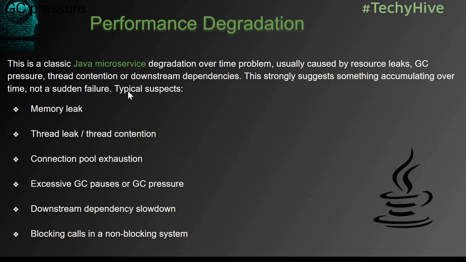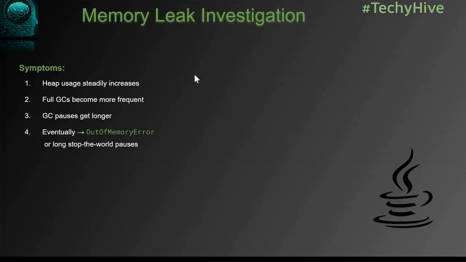Typical suspects could be memory leak, thread leak and thread contention, connection pool exhaustion, excessive GC pauses or GC pressure, downstream dependencies slowdown, blocking calls in a non-blocking system. So these could be the reasons for slowing down the application, because the application runs fine when it starts, and after that, as time passes, the application becomes unresponsive or very slow. So that means something over time is accumulating. Let's see how these affect the application performance. And first, we'll talk about memory leak.